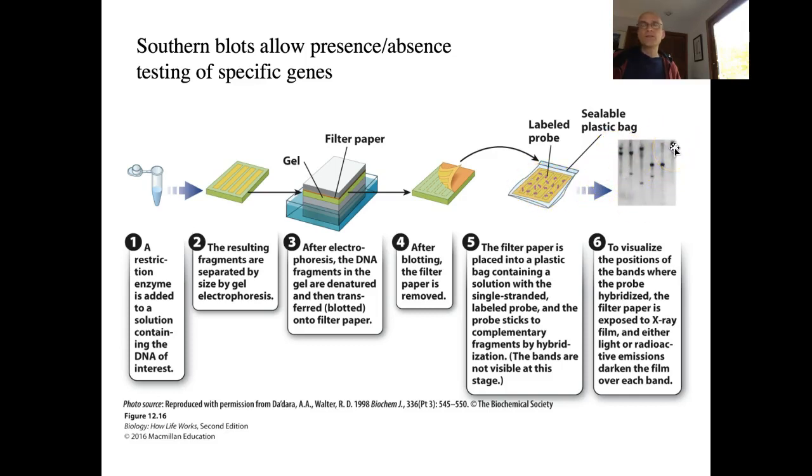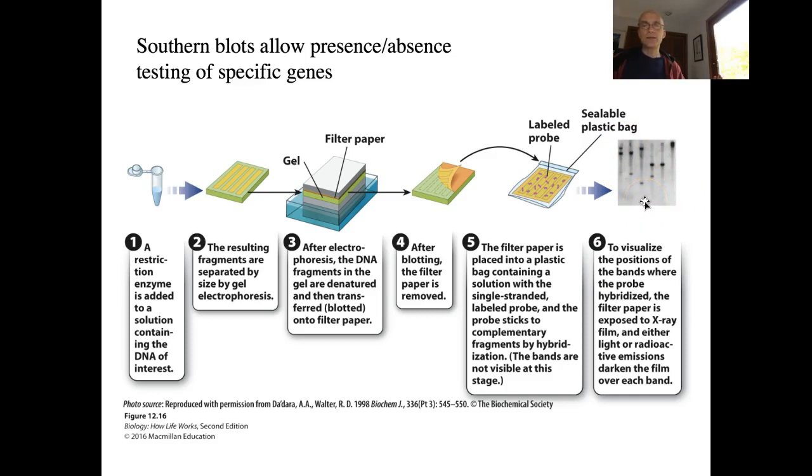And so if it's radioactive, then you use X-ray film to expose the radioactive filter to a piece of radioactive film. That blackens it and allows you to see it. Or if it's fluorescent, you can take a picture of it.